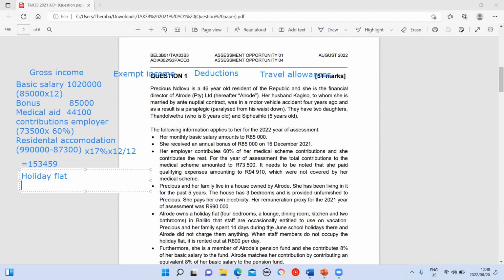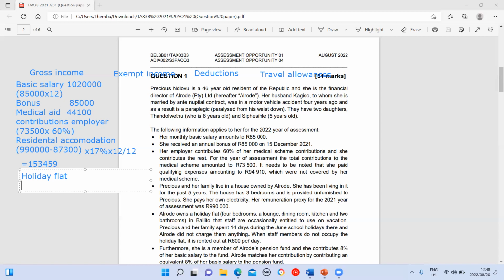Arnold owns the holiday flat in Plettenberg Bay. The staff are intended to use it on vacation. Well, so they own it. That means the rate per day will be based on the market related prices per day. Precious and the family spent 14 days during the children's school holidays there, and Arnold did not charge them anything. So there's nothing to be deducted. As above, they didn't say that she paid, so it's the same here. She didn't pay for this holiday flat accommodation.